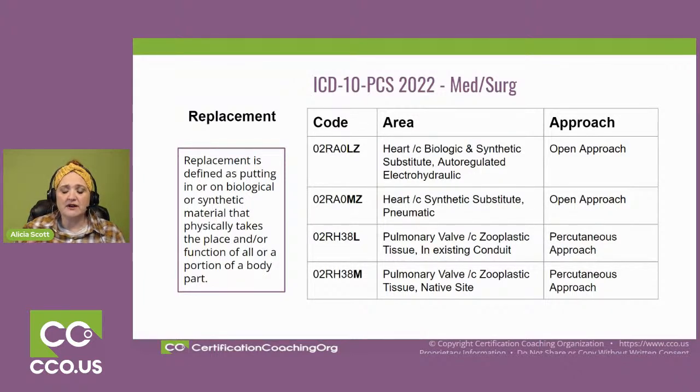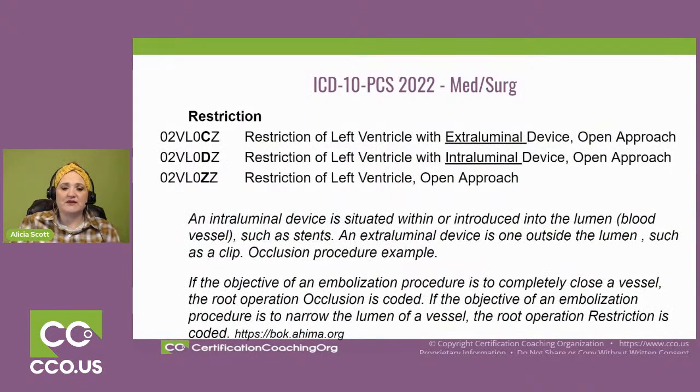We also have heart with synthetic substitute that's pneumatic, and then we can replace the valves. So pulmonary valve with zooplastic tissue in existing conduit, as well as in native site. I just went ahead and highlighted those characters that were changing so that it would make sense to you. I'll do that less and less as we go along. Yeah, fragmentation. Deborah said clots, kidney stones, and Jane said bladder and kidneys. Absolutely, you're correct. That's for that fragmentation.